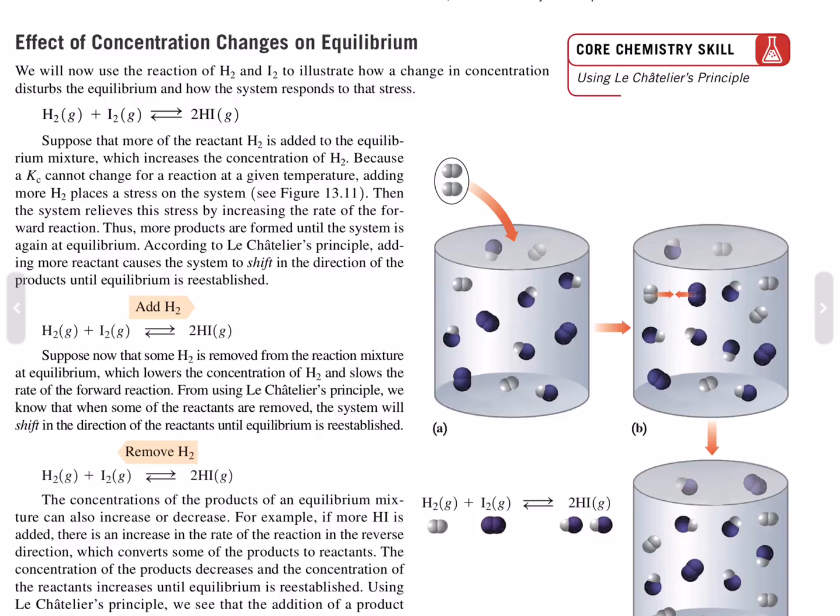Suppose that some of the hydrogen is removed from the reaction mixture at equilibrium, which lowers the concentration of hydrogen and slows the rate of the forward reaction. From using Le Chatelier's principle, we know that when some of the reactants are removed, the system will shift in the direction of the reactants until equilibrium is reestablished. If you remove some of the reactant, the equilibrium shifts to the left.